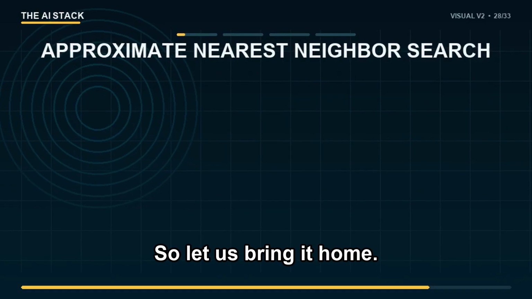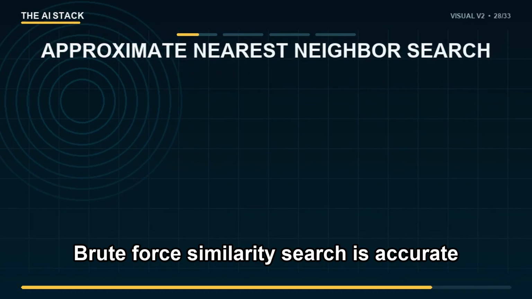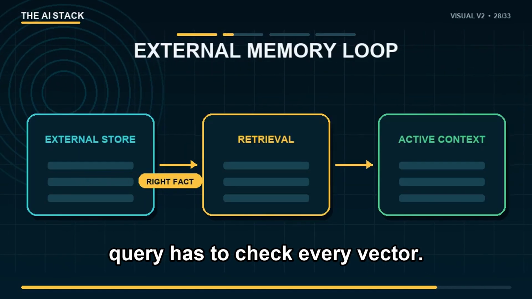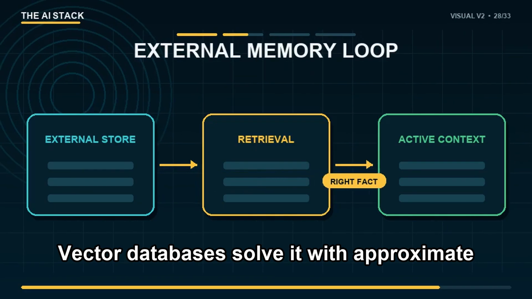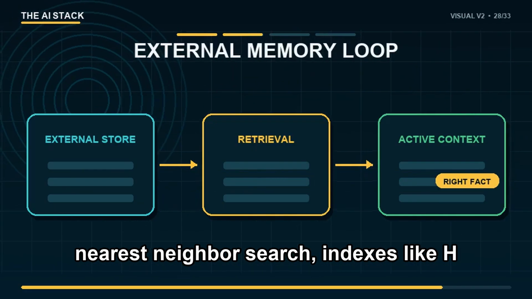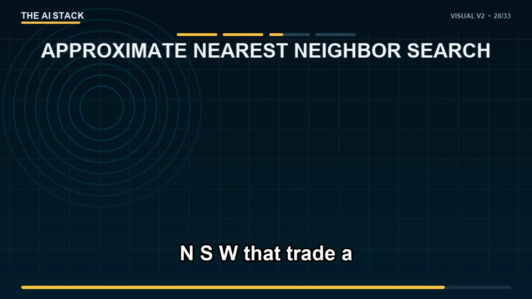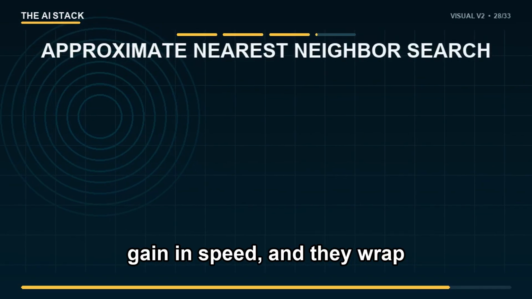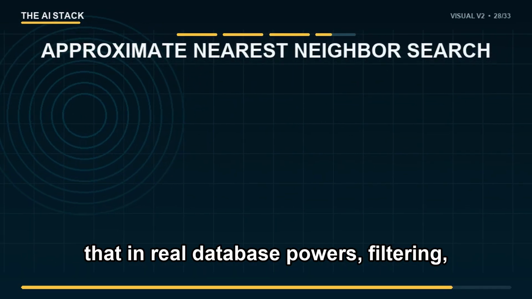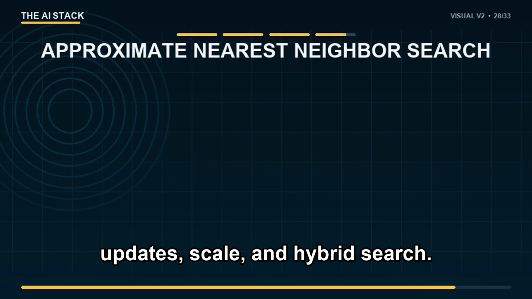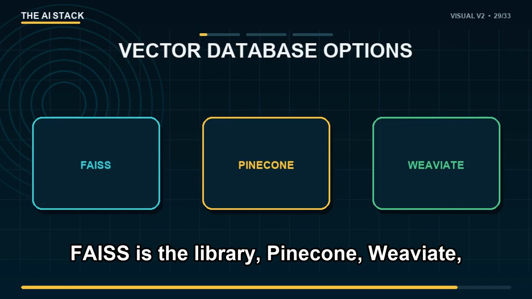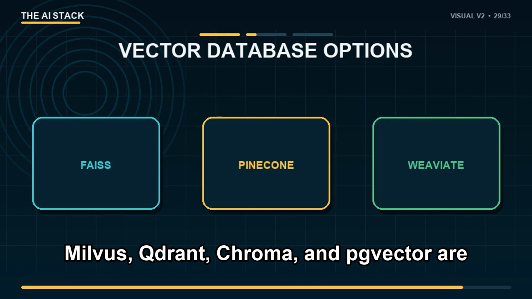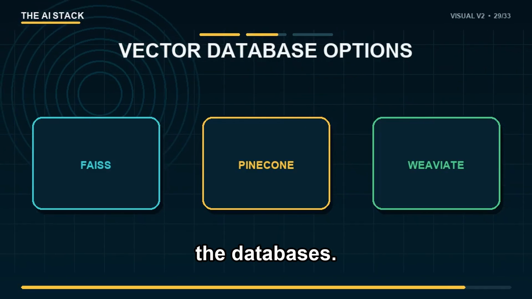So let us bring it home. Brute force similarity search is accurate but collapses at scale because every query has to check every vector. Vector databases solve it with approximate nearest neighbor search, indexes like HNSW that trade a sliver of accuracy for an enormous gain in speed, and they wrap that in real database powers, filtering, updates, scale, and hybrid search. FAISS is the library; Pinecone, Weaviate, Milvus, Qdrant, Chroma, and pgvector are the databases.